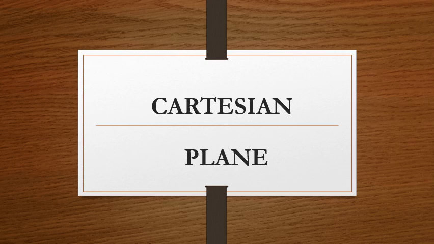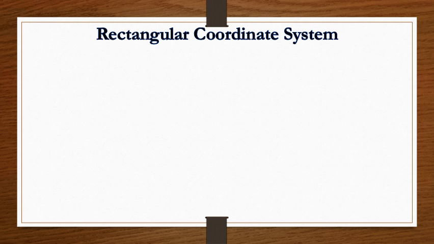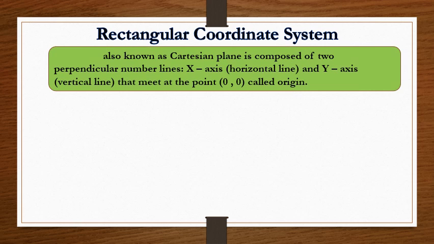Cartesian plane. Rectangular coordinate systems, also known as the Cartesian plane, is composed of two perpendicular number lines: the x-axis, or horizontal line, and the y-axis, the vertical line, that meet at the point (0, 0) called the origin.